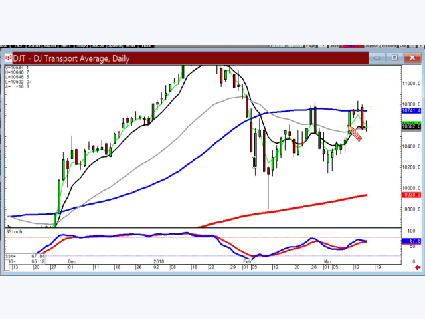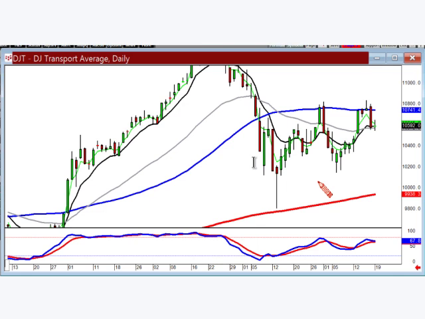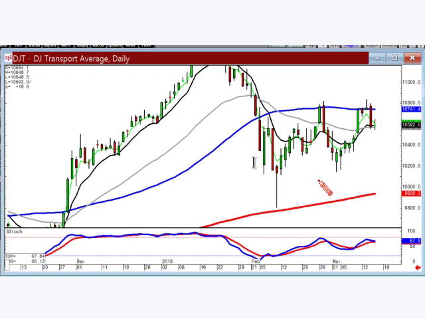I am not seeing the right edge of the chart. Jim, can you help him?